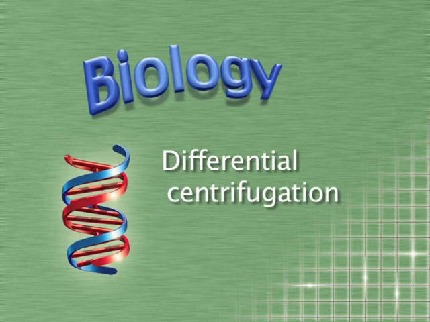Differential centrifugation. Okay, the light and electron microscopes allowed scientists to see the structures inside cells. However, that alone didn't tell them what these structures did. In order to find out the functions of the different organelles that are in cells, we have to isolate them. This is done in 2 stages.